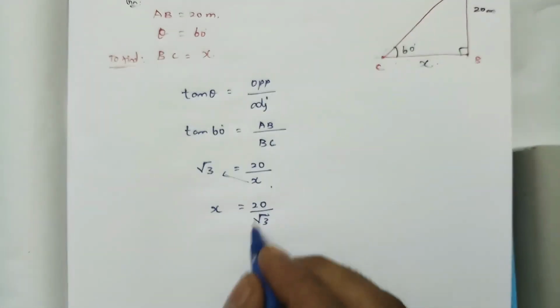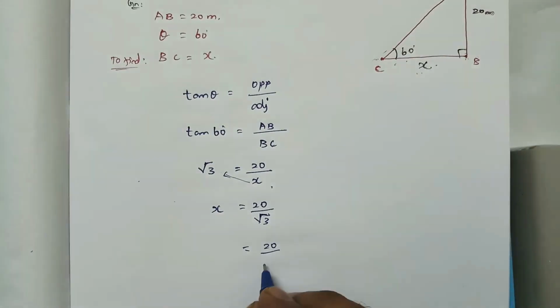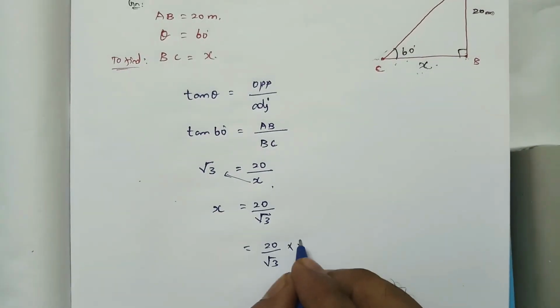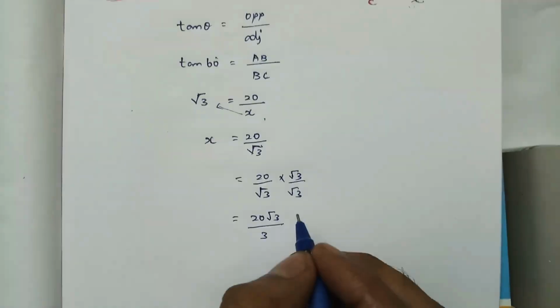So how are we going to make this denominator rational? Just multiply by root 3 on both numerator and denominator, right? So 20 by root 3 into root 3 divided by root 3 is equal to, what is it? 20 root 3 divided by 3, right? 20 root 3 divided by 3.